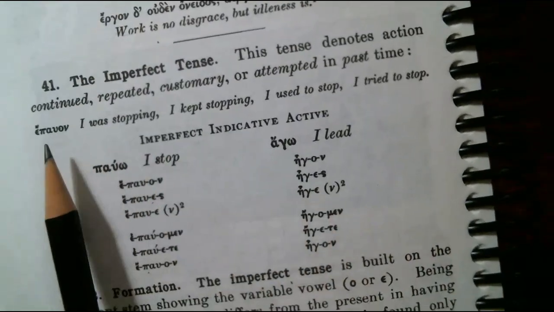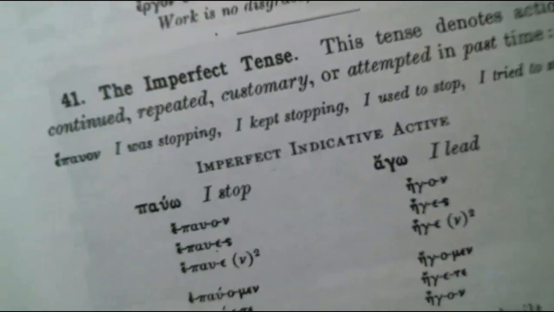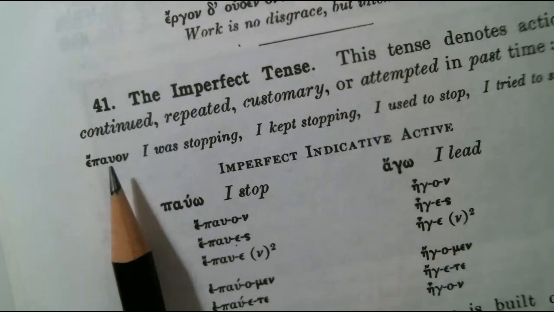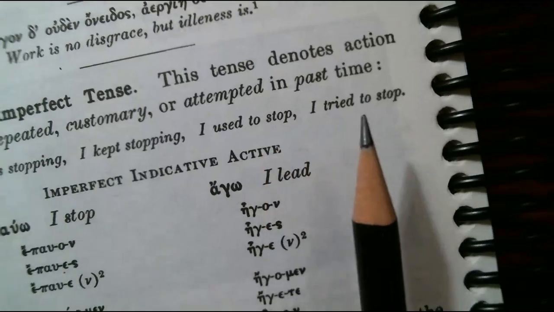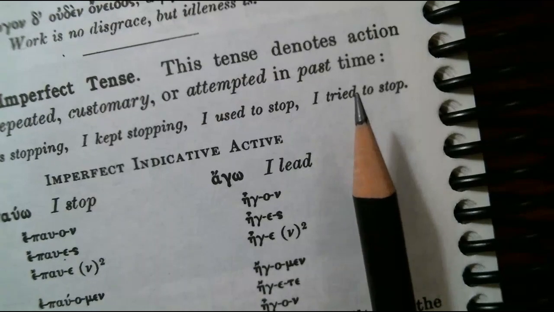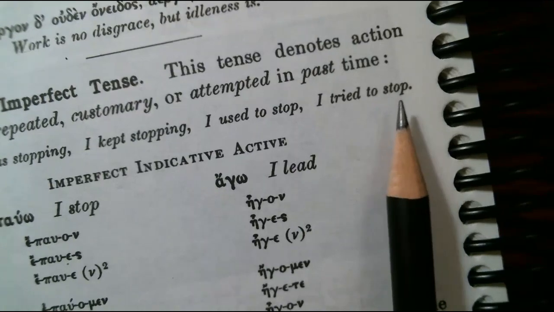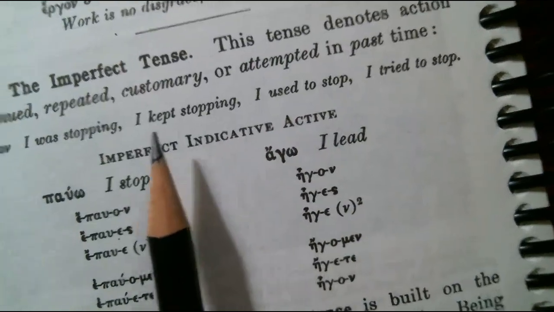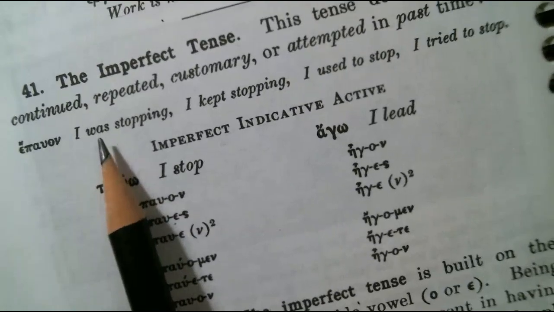All right, so they give us the word epauon. The root of this word is pi-alpha-upsilon, pau. Epauon: I was stopping, I kept stopping, I used to stop, I tried to stop. Crosby and Schaeffer, they know what they're talking about, but don't think about "try to stop" too often. I used to stop, I kept stopping, I was stopping. Again, "was" is going to be your best bet to give you an idea of what's going on.